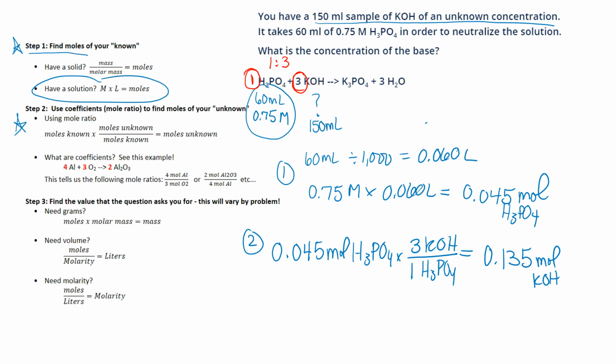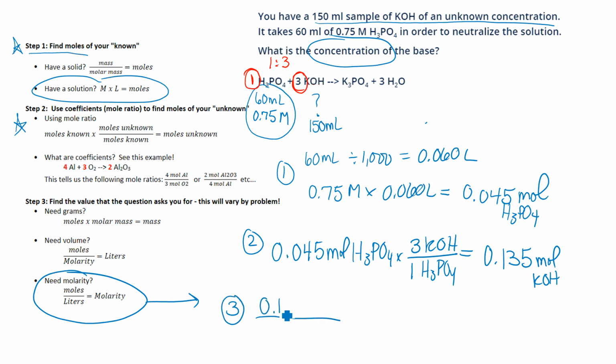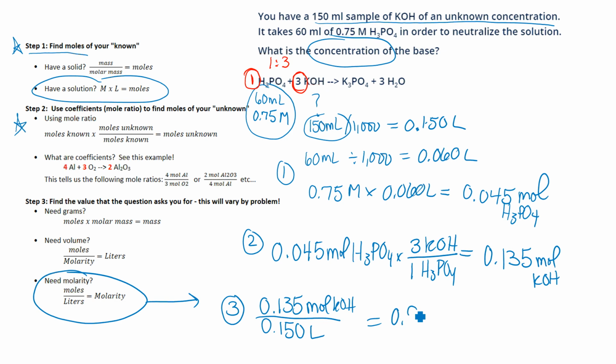And then the last question says, what is the concentration? So I want to find molarity, and I'm using this equation right here. Step 3, molarity is moles divided by liters. So I've got this many moles of KOH, and my volume of KOH is 150 mL. If I divide it by 1,000, always remember to divide by 1,000, that's 0.15 liters. Divided by 0.15, and I get 0.9 molar.